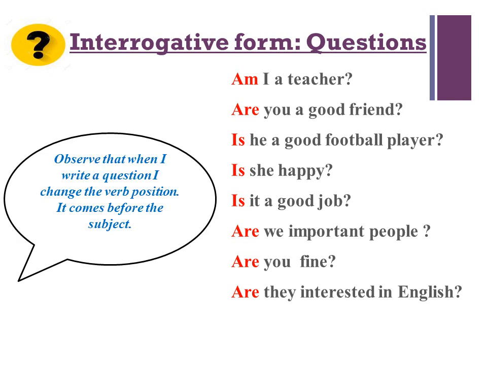Observe, notice, you can see here that when I write a question, I change the verb position. It comes before the subject. So for example, I am a teacher, question: am I a teacher? You are a good friend, question: are you a good friend? Etc. So we change the position of the verb. The verb comes first and then the subject. This is the difference between interrogative and negative forms.